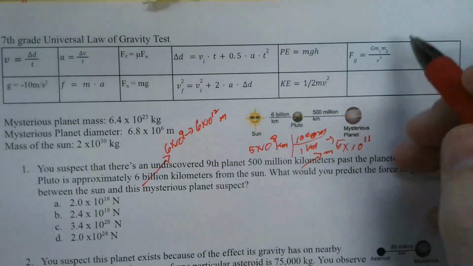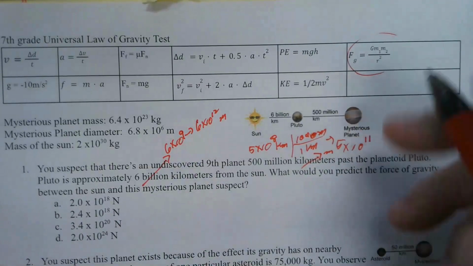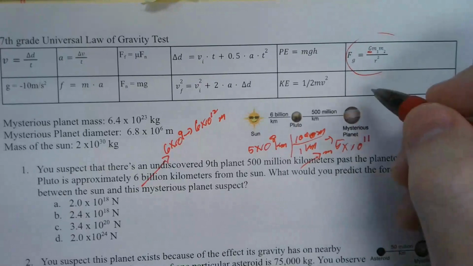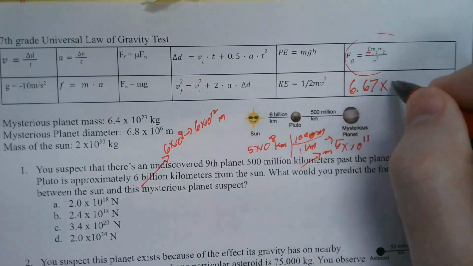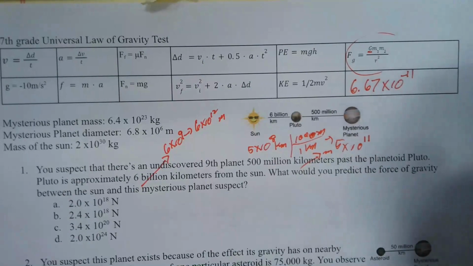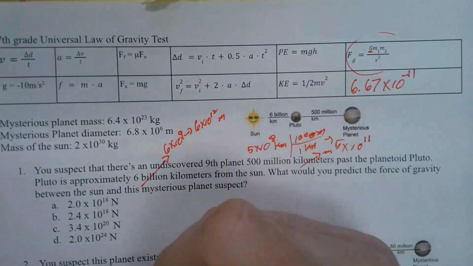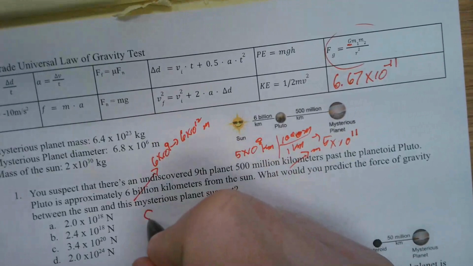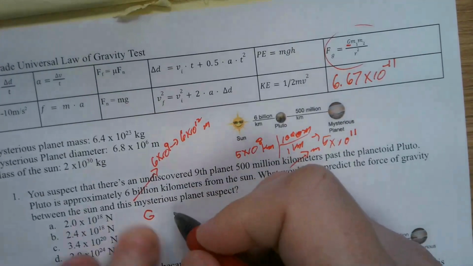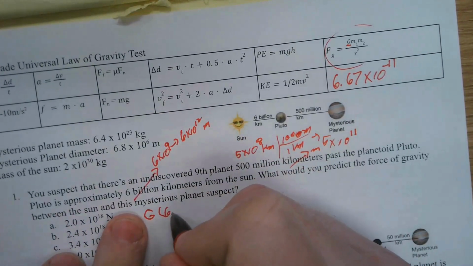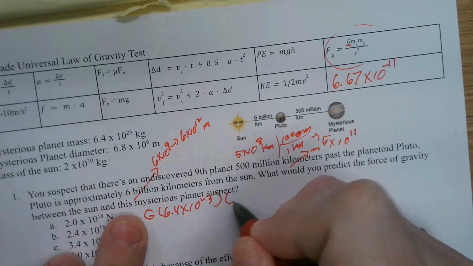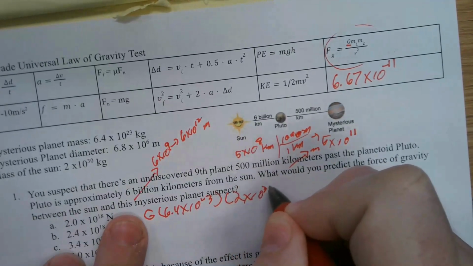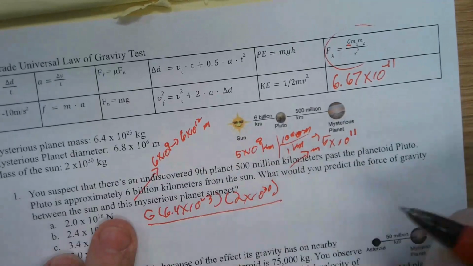All right, so we're going to need our force of gravity equation. Our large G there is our gravitational constant. That's 6.67 times 10 to the negative 11. And we're going to go ahead and put that into our equation. So our gravitational constant times the mass of the planet 1, which is 6.4 times 10 to the 23rd, times 2 times 10 to the 30th, that's the mass of the sun, divided by the distance between them.